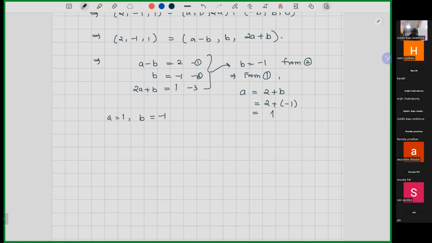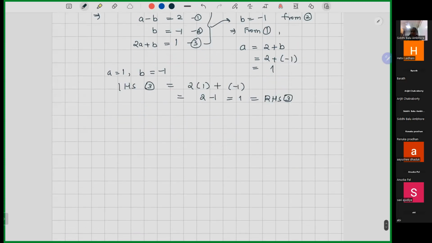But whatever we have, it must satisfy this third equation as well, because we also want this third coordinate to be equal to 1 with respect to these scalars a and b. So we also want to check whether this a and b satisfy equation 3 or not. Let us start with the LHS of 3. LHS of this 3 is what? 2 times 1 plus -1. So 2 minus 1, and this is 1, and this is the RHS of equation 3.